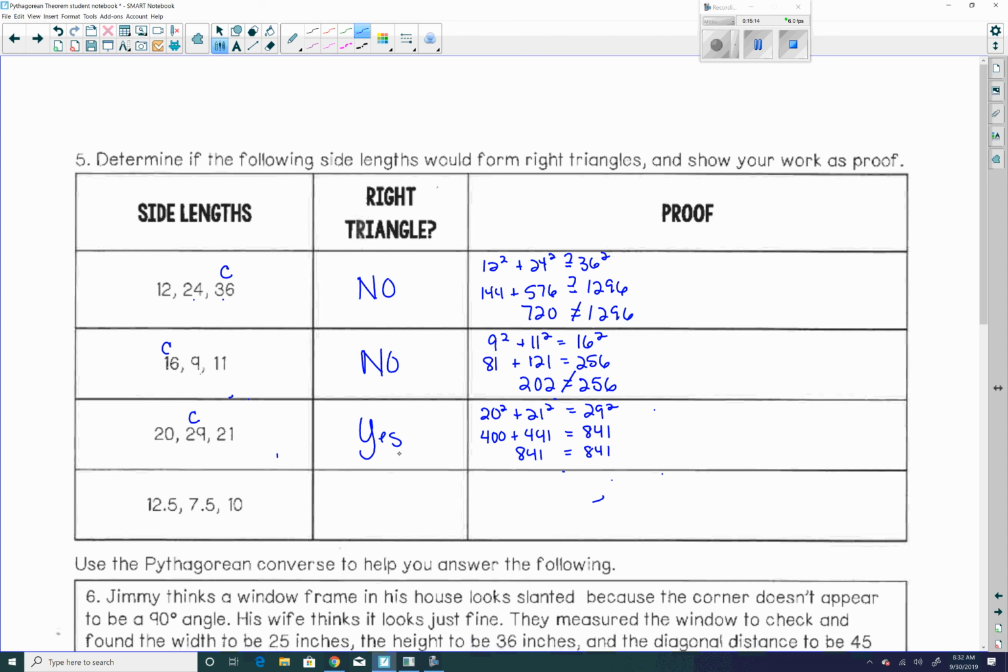So you're still looking for the largest number. Out of 12.5, 7.5, and 10, which one is the largest? And that's going to be your hypotenuse. That's going to be your C side. So go ahead and set up the equation the way we've been doing. You can use a calculator, so the numbers shouldn't be that difficult to figure out the square on. Get ahead of me.